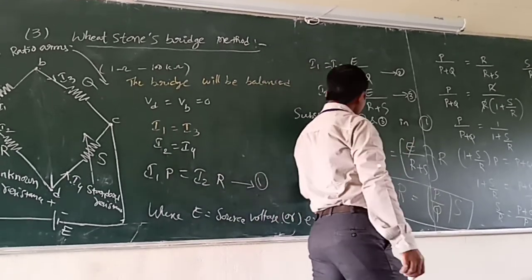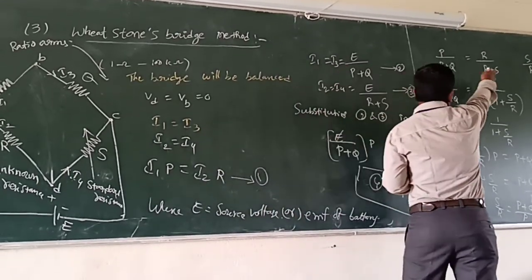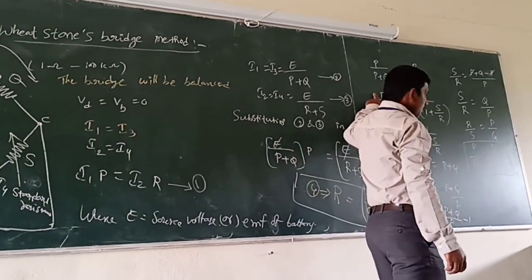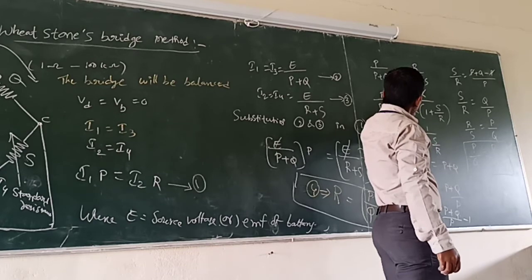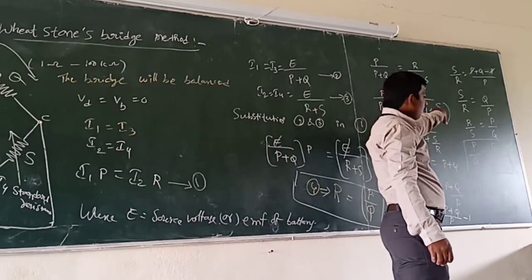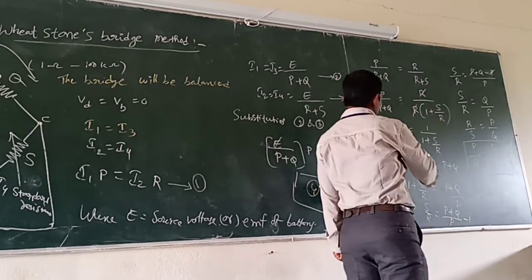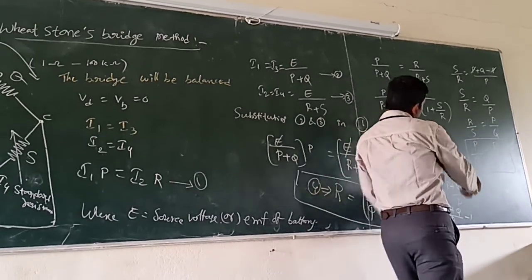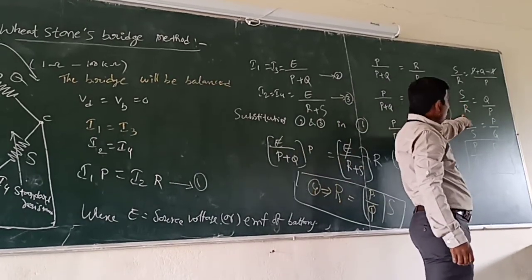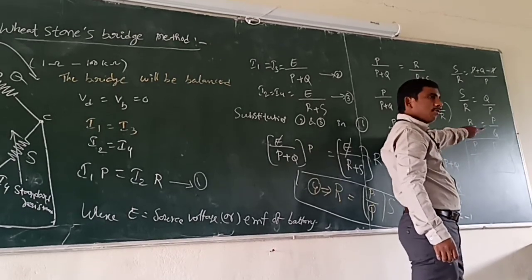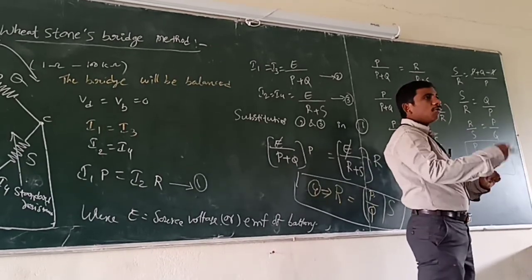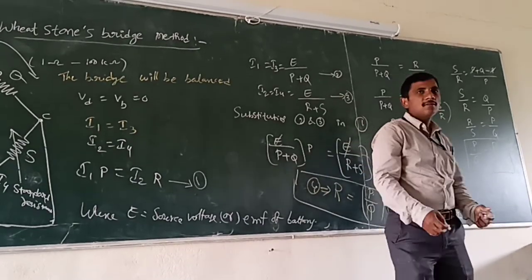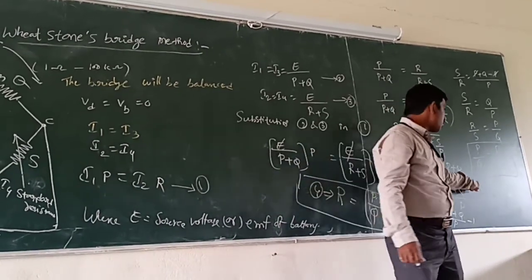Both sides, E can get cancelled. P by P plus Q equal to R by R plus S. By doing calculations like this, taking common terms, 1 plus S by R also we can do. By doing cross multiplication, we obtain S by R equal to Q by P, so R by S equal to P by Q. How to remember: P by Q equal to R by S. That is the bridge balance equation.